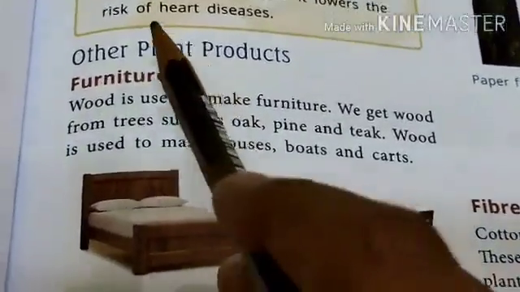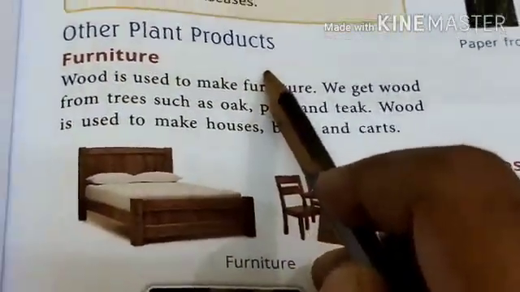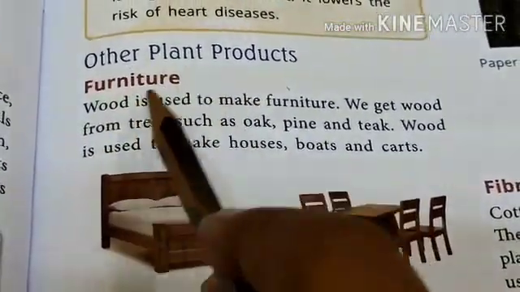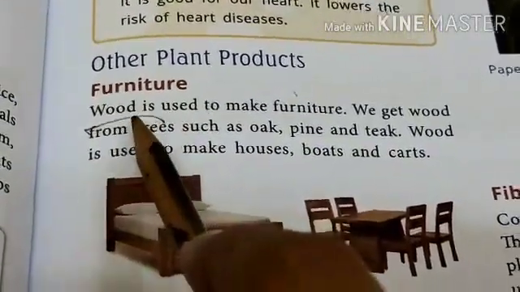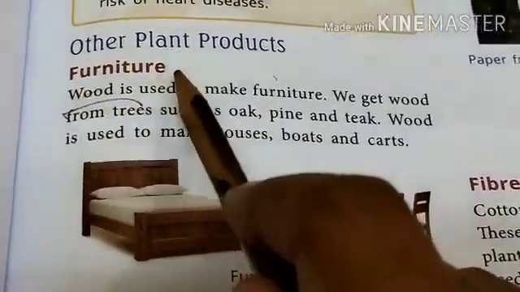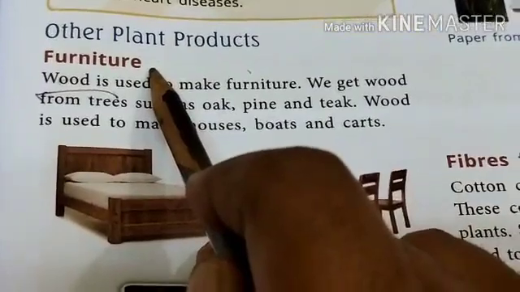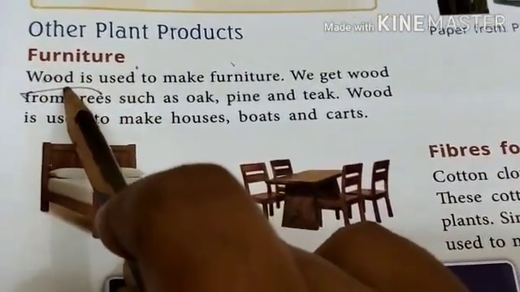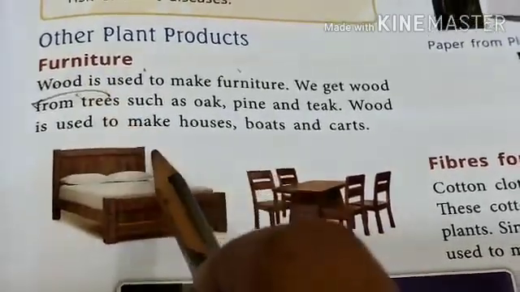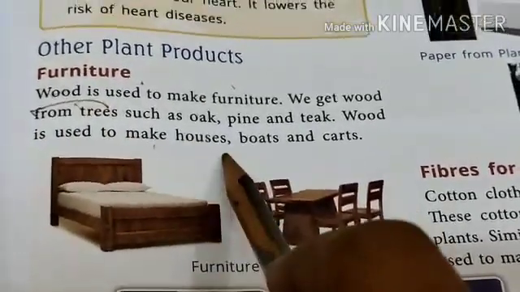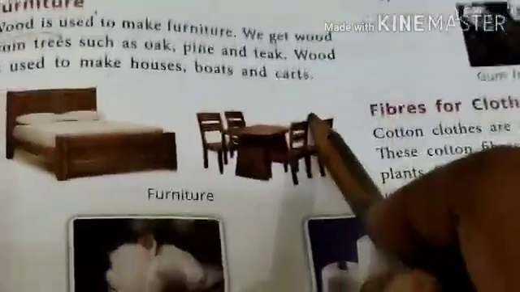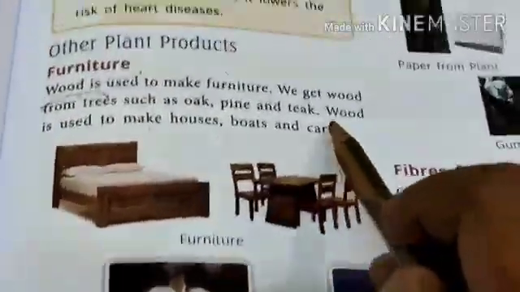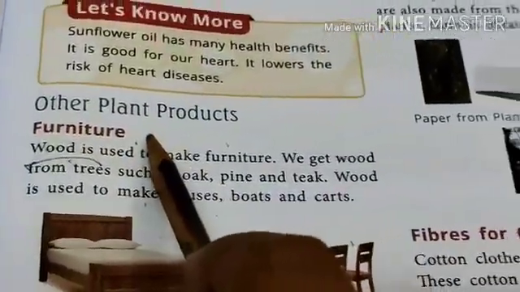Moreover, the plants give us other plant products also. Like the plants give us wood. The wood is used to make the furniture. The furniture in our houses is made from the wood and it comes from the plants. Then wood is also used to make houses, boats, carts. So all these things come from the plant.